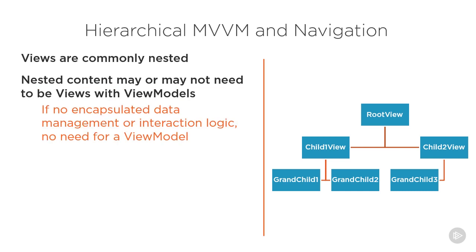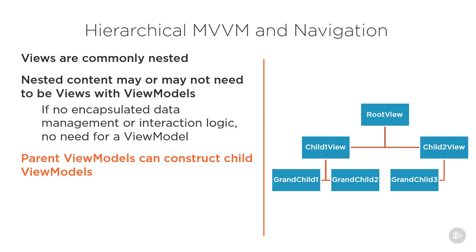If the chunk of content just provides the structure to render something to the screen and does not support any input or manipulation by the user for that content, it may not warrant defining a separate view model for it. It could just be a chunk of XAML that renders based on properties exposed by the parent's view model.